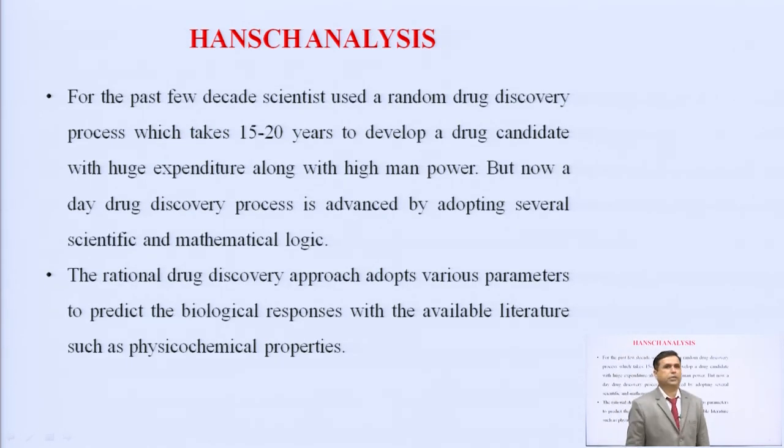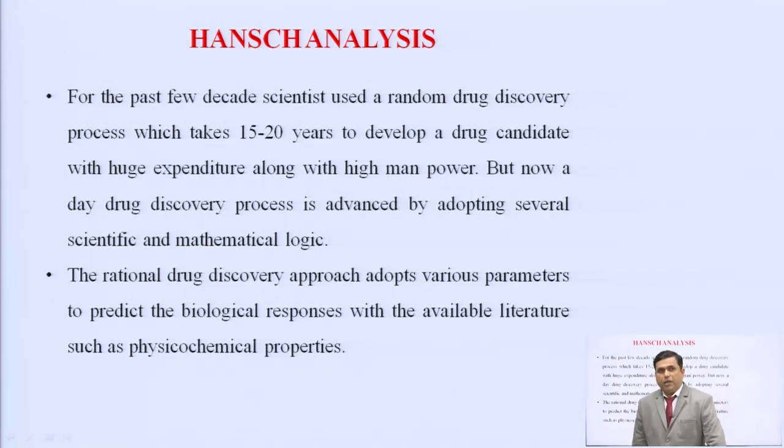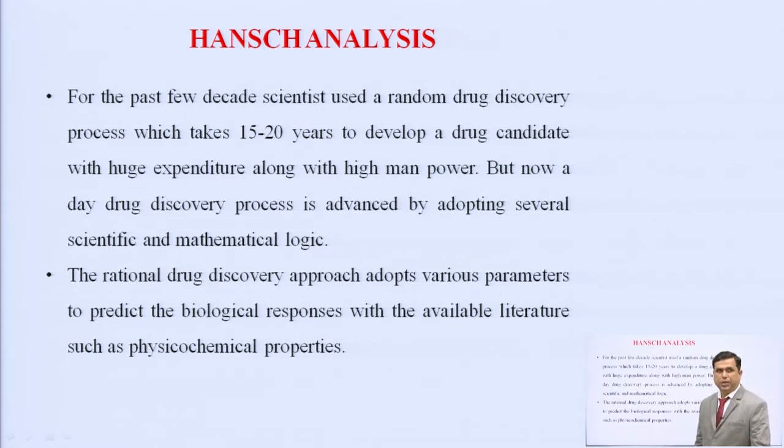And here next is the Hansch analysis. So, here also I will discuss the Hansch analysis. Hansch discovered this analysis in 1962. It is a random drug discovery process, and a few decades back it was used as a random drug discovery process which takes 15 to 20 years to develop a drug candidate.